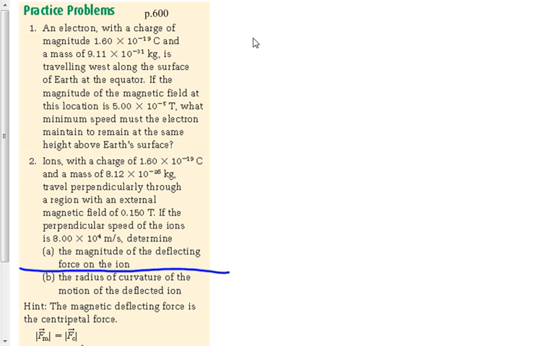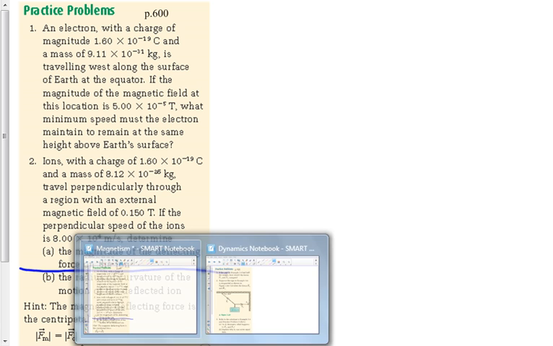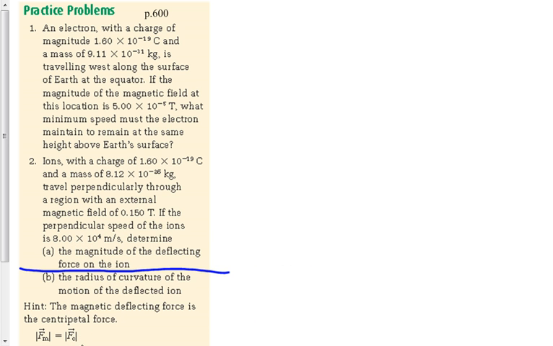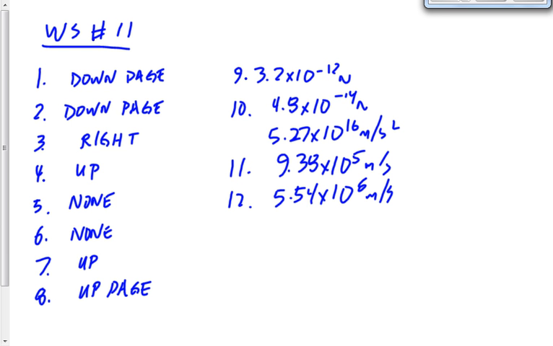We have two questions here, 1 and 2A. Any issues with either of those questions? No? All right. Your other bit of homework was worksheet number 11. Let's take a look at worksheet number 11, please. All right, you can see the answers for worksheet number 11 up on the board here now. If there's any questions on worksheet number 11, now would be a great time to ask those questions.